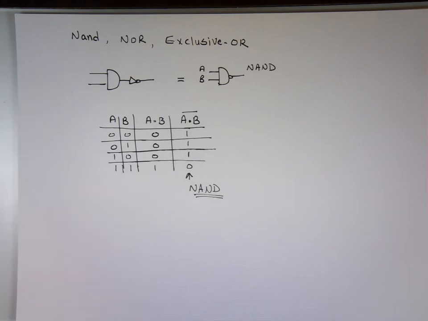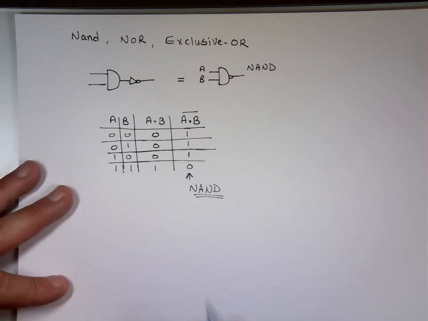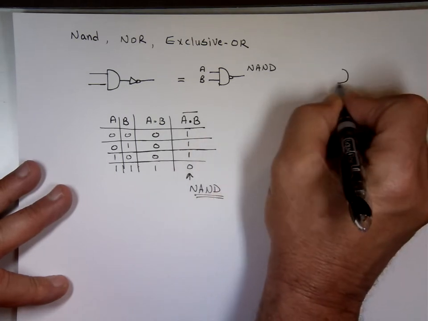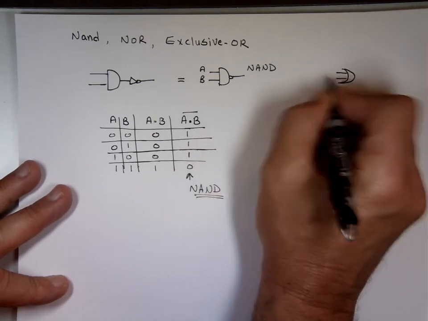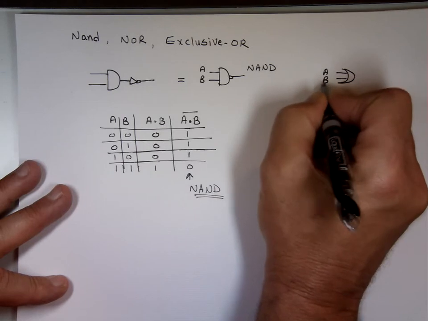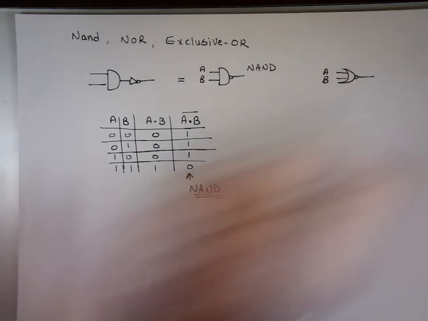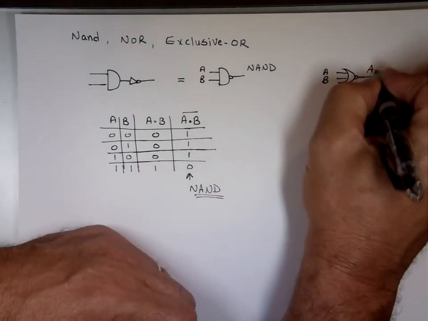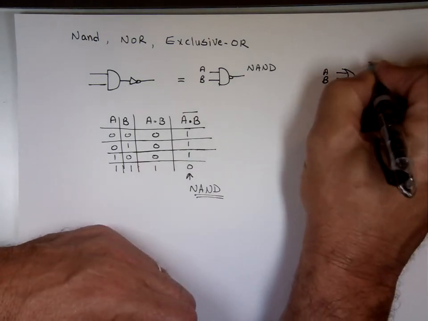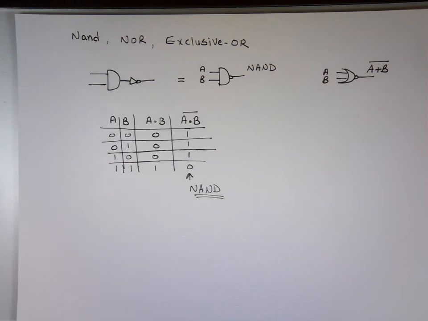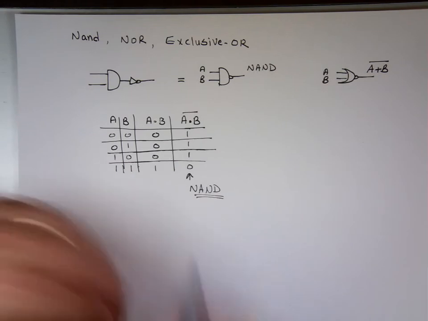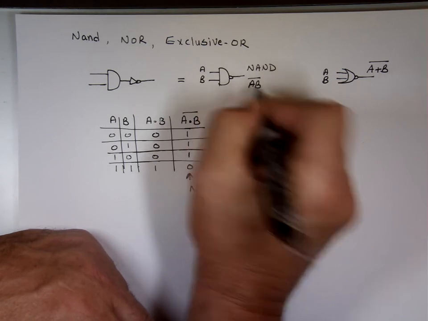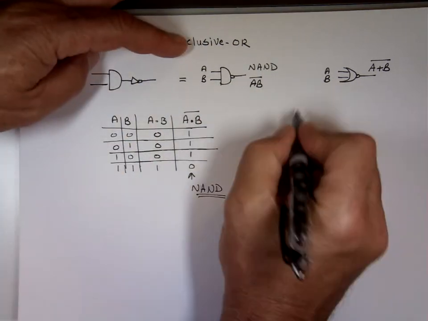We also have the NOR gate. So the NOR gate will look like this. It's an OR with the NOT at the end of it. And so this is A OR B with the NOT over it. Again, the NAND is A and B with the NOT over it. So let's look at the NOR gate.